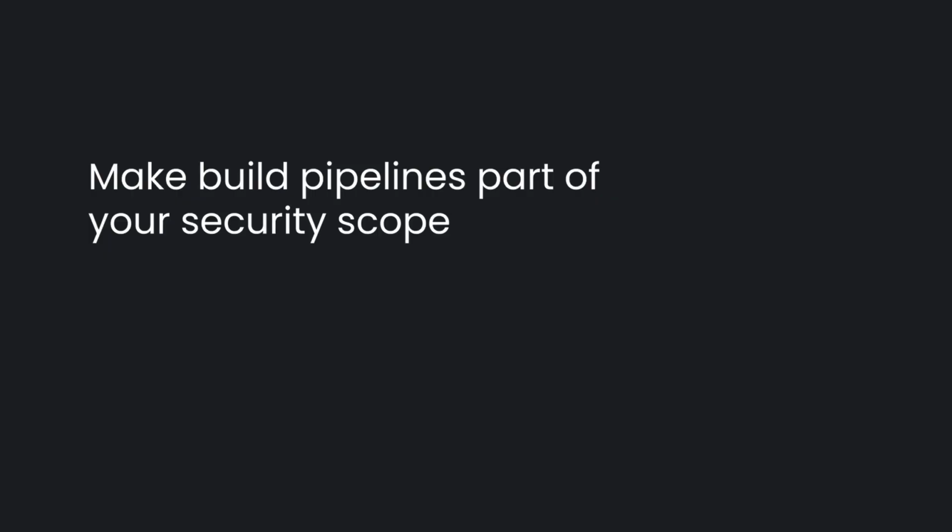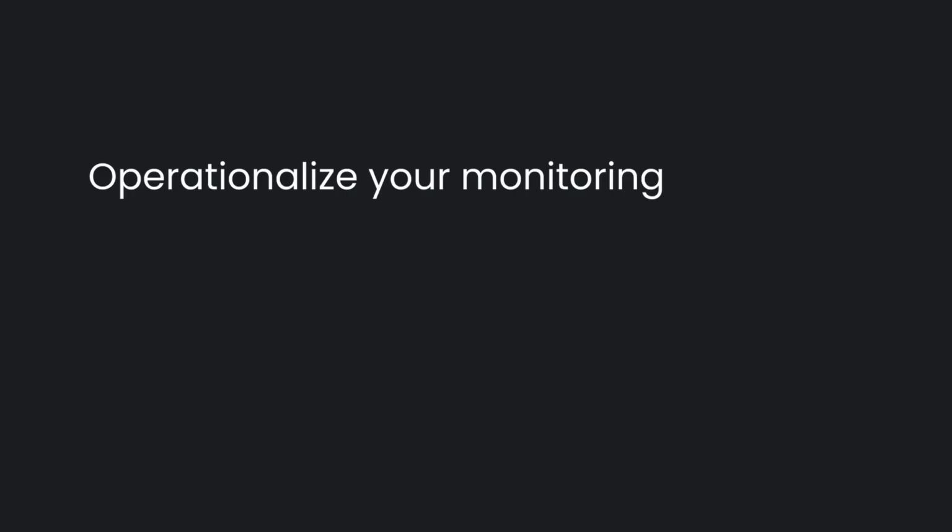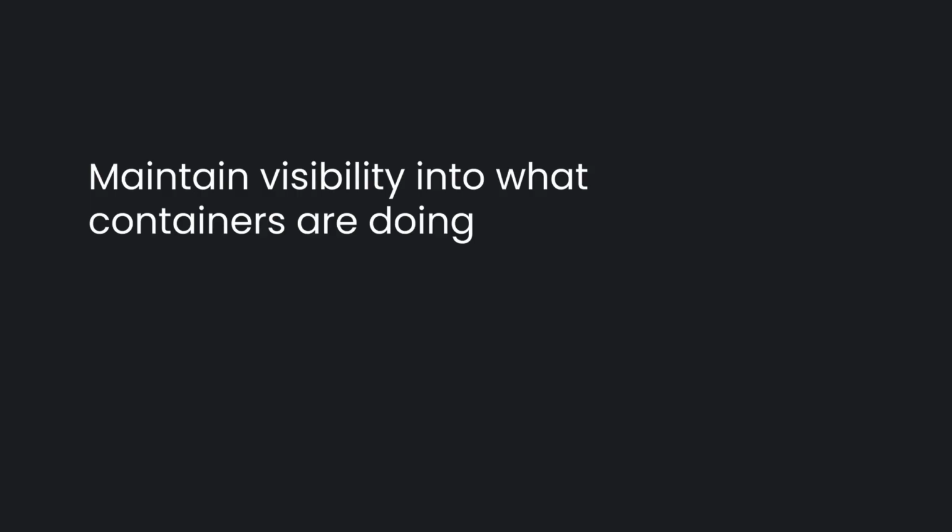A few more best practices: make build pipelines part of your security scope. Vulnerabilities in BuildKit aren't just runtime issues, but build time risks. Operationalize your monitoring. Alerts are necessary, but you have to make sure you have the process to act on them. Maintain visibility into what containers are doing. Logs, file accesses, mounts, processes. Runtime visibility is your first and final line of defense.